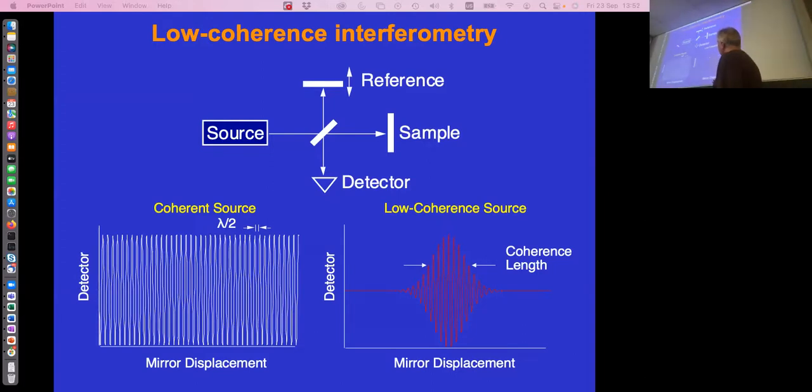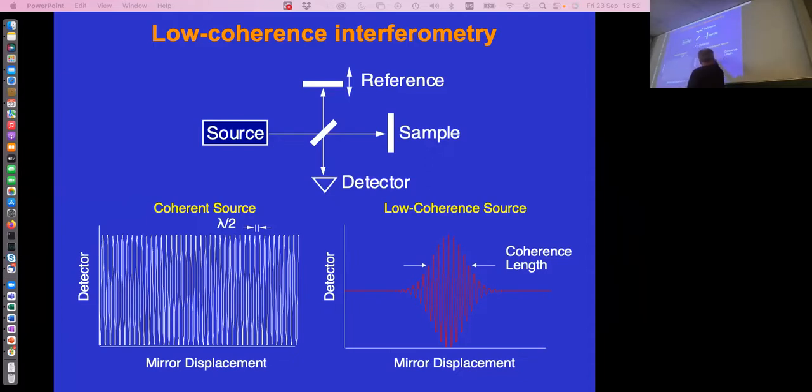The other possibility is using, instead of a monochromatic laser, a laser with multiple wavelengths. If I do the same experiment, what I will see is an intensity that is basically 0, but only at mirror displacement 0, I get my interference pattern. I alluded to that already. But here you can see that the interference pattern is localized in space. It has a limited distance over which you can see this interference.